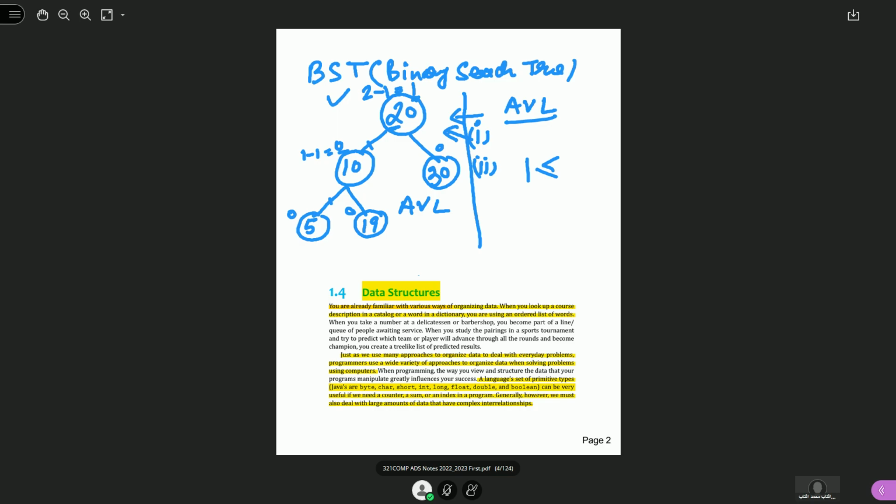Understood? Now, I will take one condition where it is not AVL. Suppose I am taking this example. A very small example I'm going to take to help you understand. And this is 20, 10, 5, 3.